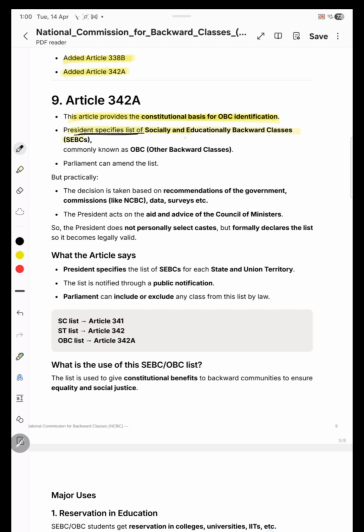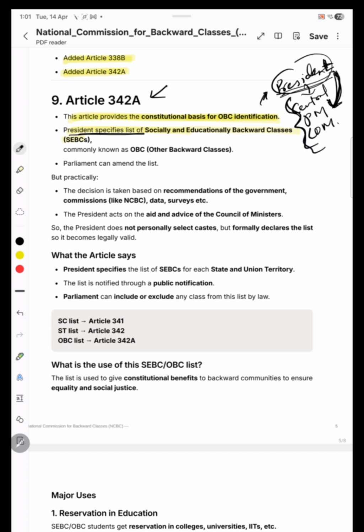What is written here? The President specifies the list of OBC. Okay, this article says that. But when we say the President specifies, wherever the President does this, the President does that, or the President appoints, the President decides, whatever is written like this, it basically means it's done by the central government, the Prime Minister and the Council of Ministers, right? So the President works on their advice; he is a nominal executive, they are the real executive. The powers are in the hands of the Prime Minister and Council of Ministers, the central government, right? Not with the President. Officially we take the President's name.